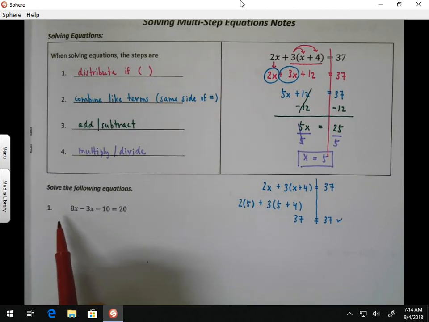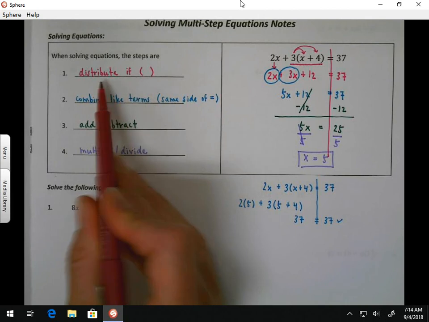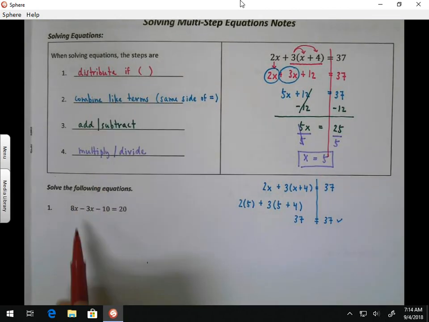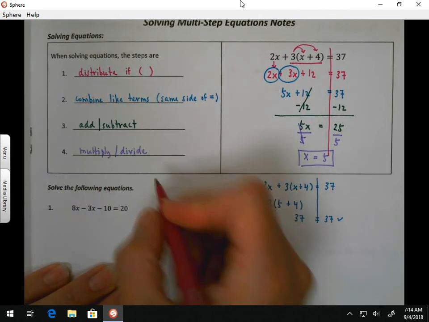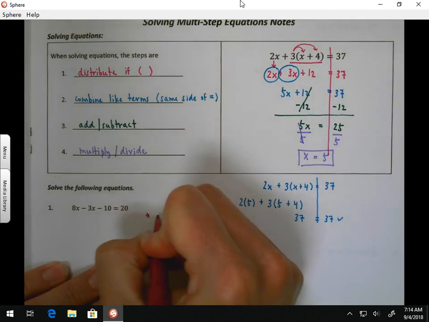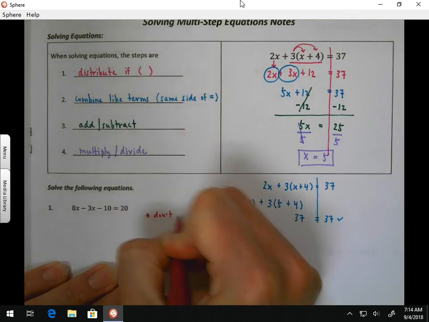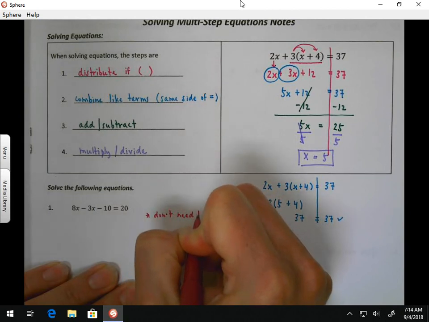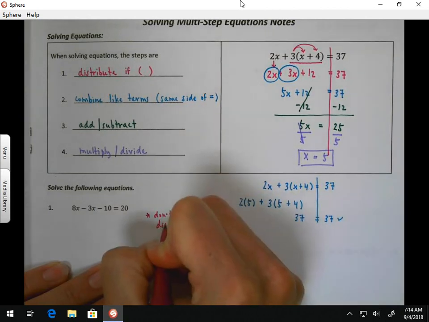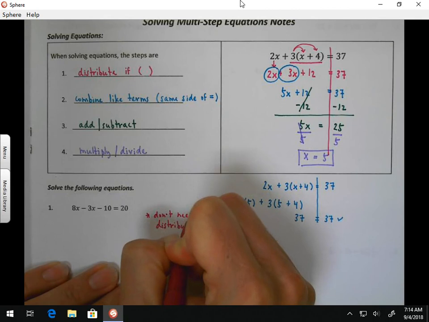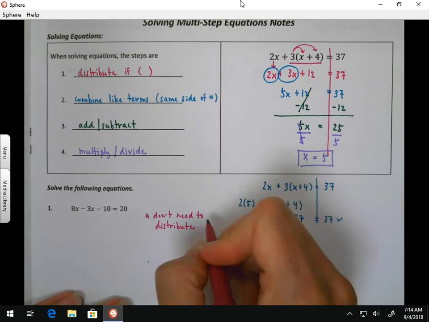Now, the first thing I'm going to do is look for parentheses to decide if I need to distribute. I notice here there's no parentheses, so I'm going to make a note that we don't need to distribute in this case. It's not that I just skipped that step, but we actually don't need to distribute because we don't have any parentheses.